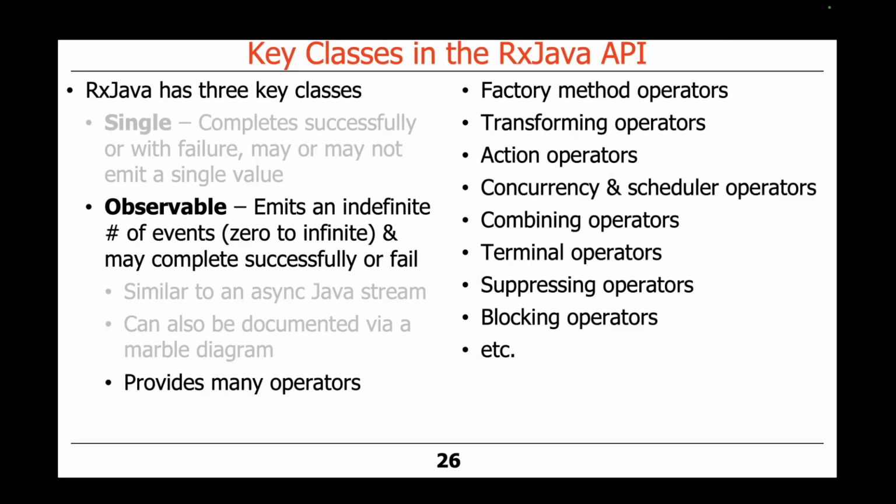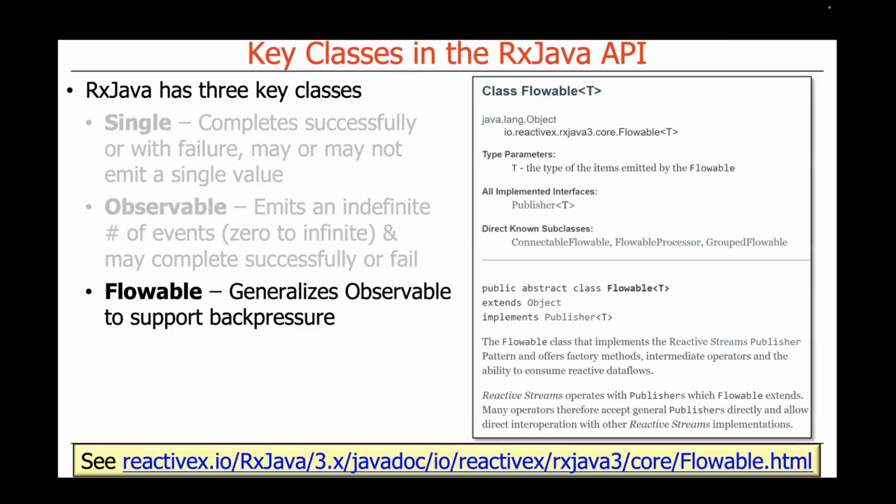As with single, there are a very large number of operators, hundreds of them really. Factory methods, transforming operators, action operators, concurrency operators, scheduler operators, combining operators, terminal operators, suppressing operators, blocking operators, and the list goes on and on. We will talk about many of these operators, though by no means all. I'm going to be focusing primarily on the operators you'll need to know in order to do the programming assignment successfully. And we also have flowables, which are a generalization of observable that support backpressure.